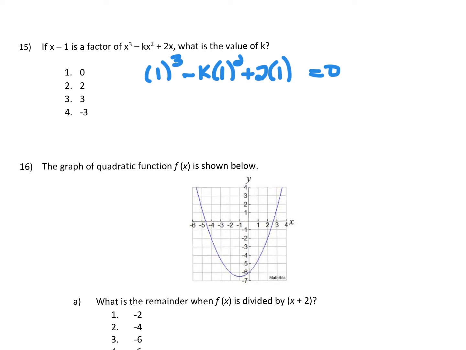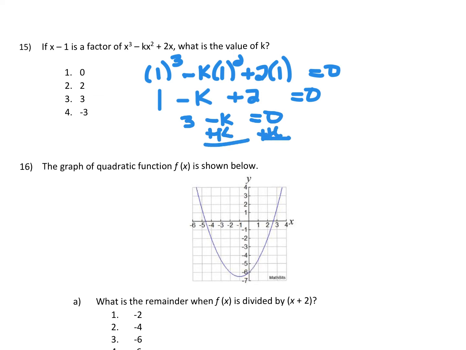All right, so we're just going to solve for k. So 1 to the third is equal to 1. And then since 1 squared equals 1, we're going to have minus k times 1, which is just k. And then plus 2 times 1, which is 2. I'm going to bring down the equal 0. All right, so if I combine my like terms, 1 plus 2 is 3. So we have, I'm going to write this as 3, bring down the minus k, equals 0. And then if we just add k to both sides of the equation, sorry, it's supposed to be a k, we get k equals 3. So choice 3 is the answer.